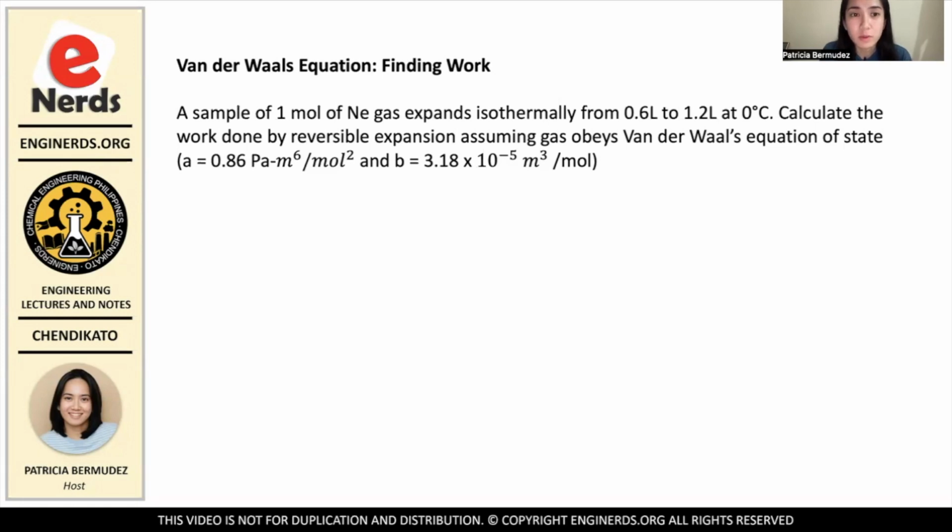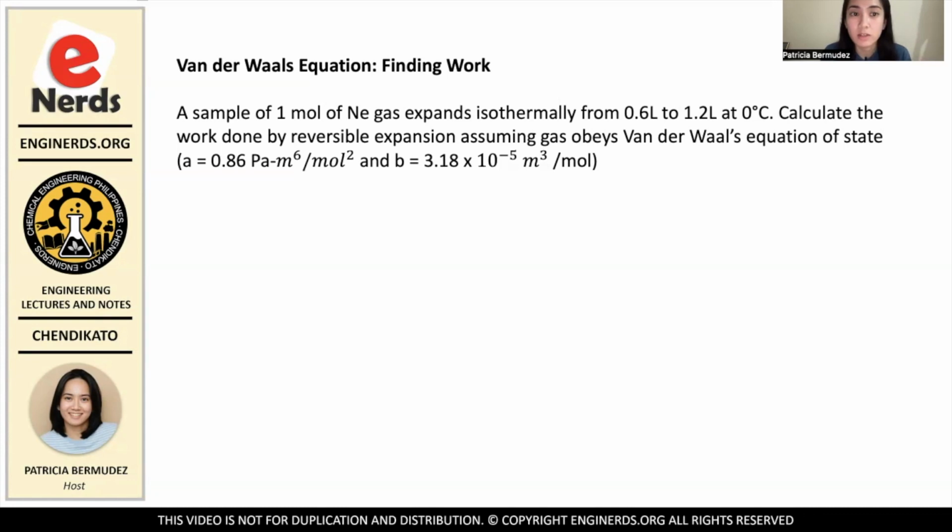For today's video, we will be continuing on the Van Der Waals equation, but for this problem, we will be finding work using that equation. The problem states that a sample of 1 mole of neon gas expands isothermally from 0.6 liters to 1.2 liters at 0 degrees Celsius. Calculate the work done by reversible expansion, assuming that the gas obeys the Van Der Waals equation of state.